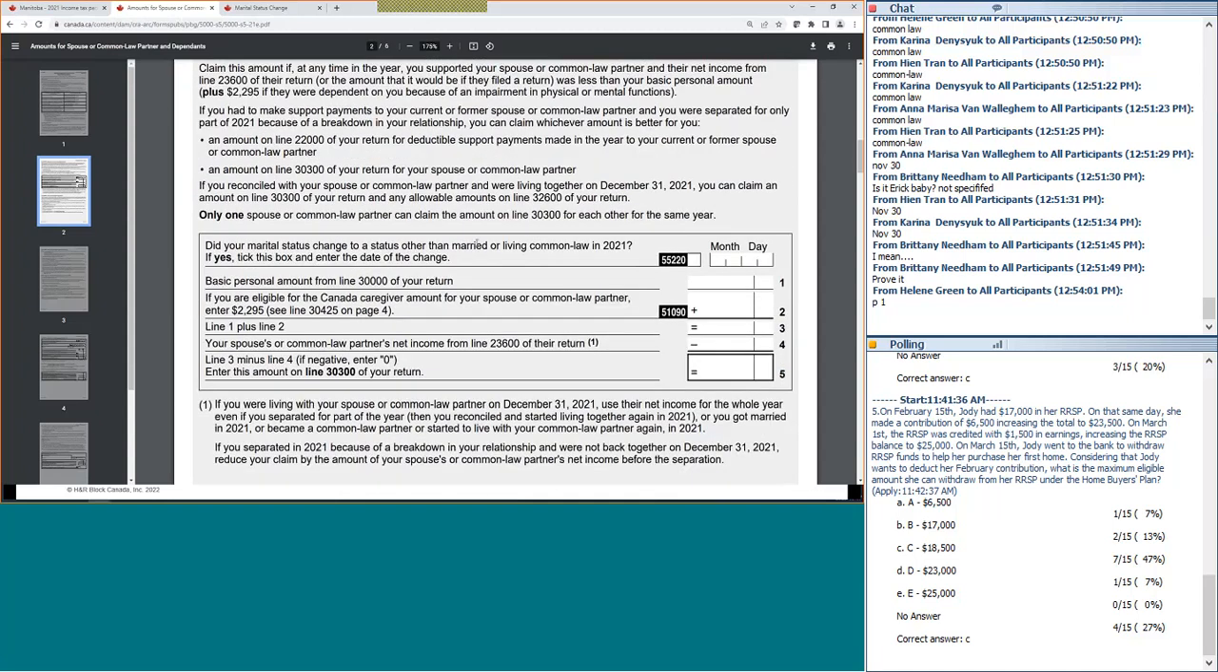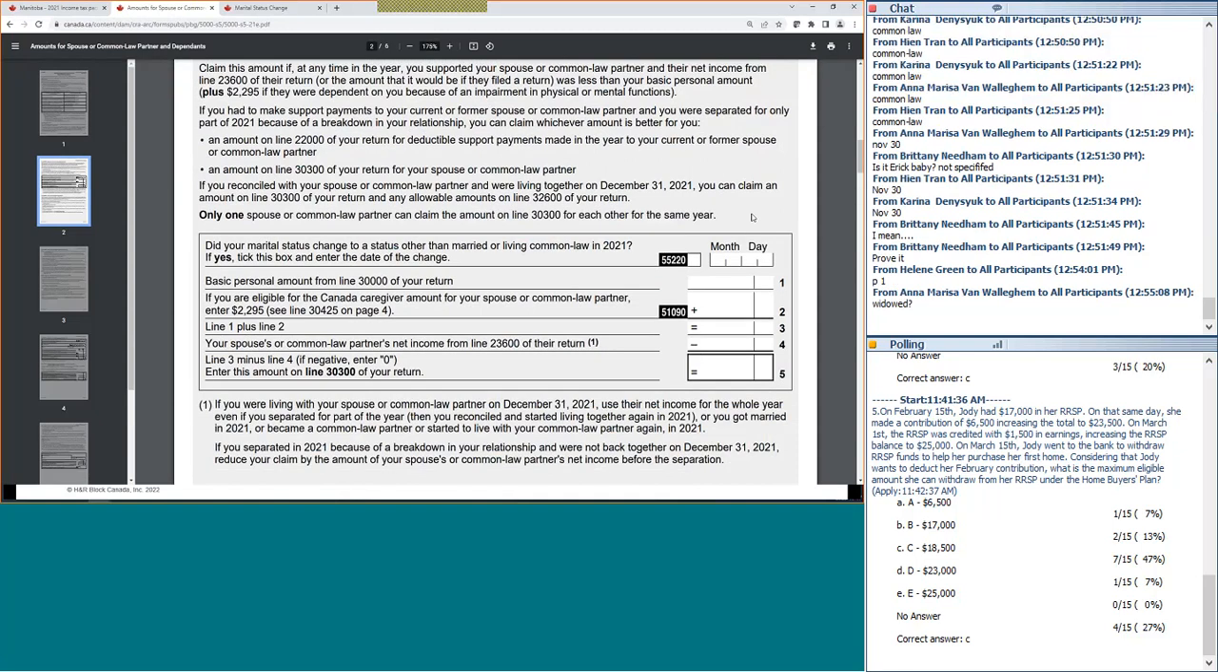They're going to ask if your marital status changed, if it did, to other than married or living common law. So if you separated or divorced, we're going to fill that in, but we'll talk about that later. We're going to deal with people getting together today, and we're going to worry about what happens when they break up in another class. Okay.